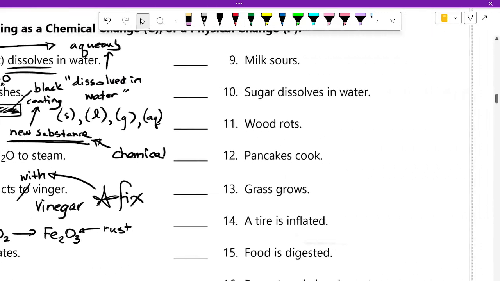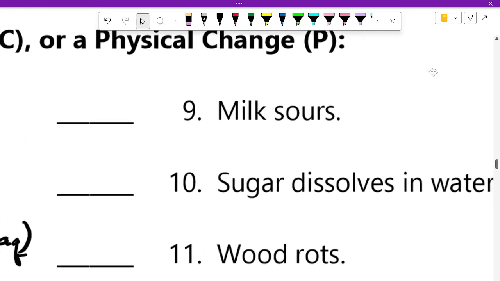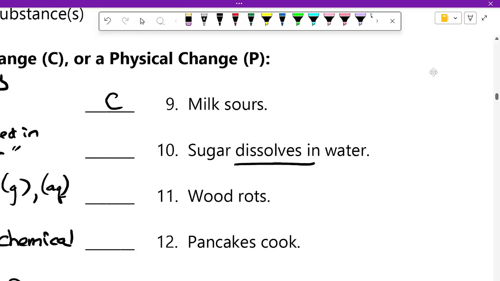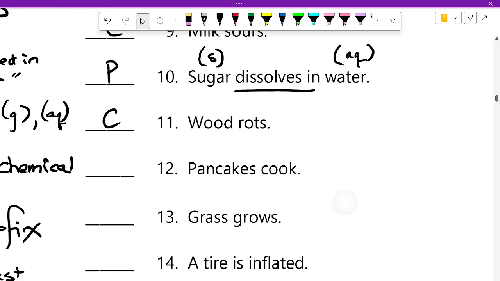Milk sours. Chemical, because we didn't used to have the sourness and now we do. That's a new substance. Sugar dissolves in water. Physical. What state did we start with? We started with solid. Sugar is solid, and we finished with aqueous. Good stuff. Wood rots. Chemical or physical? Chemical. Pancakes cook. Chemical. Because we used to have liquid batter and now it's solid and you can't get it back, and yeah, that's chemical.